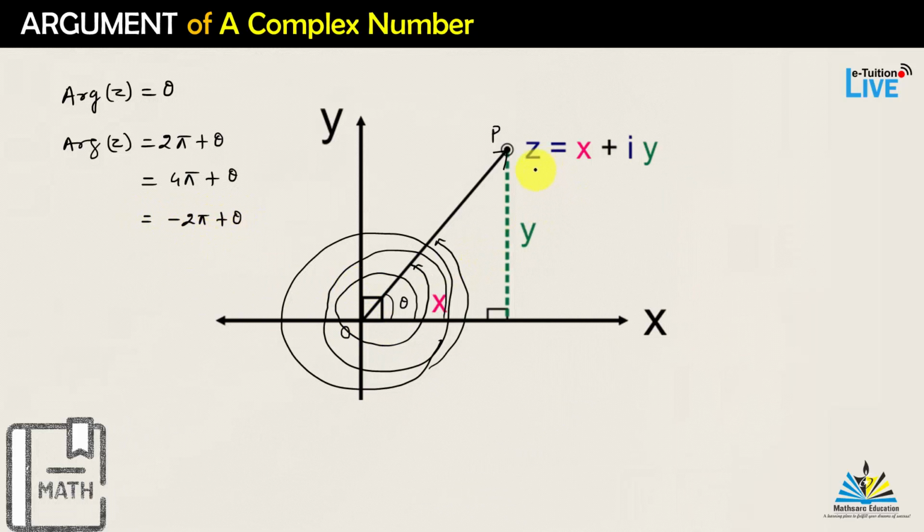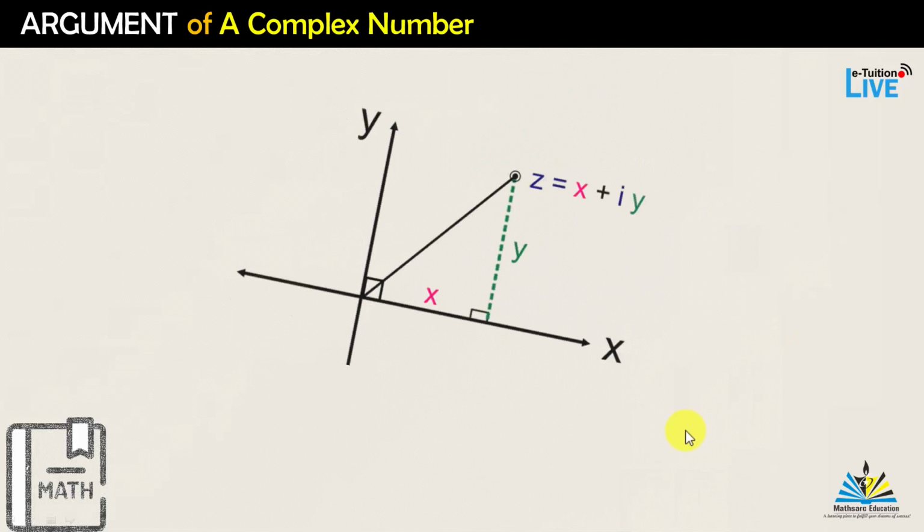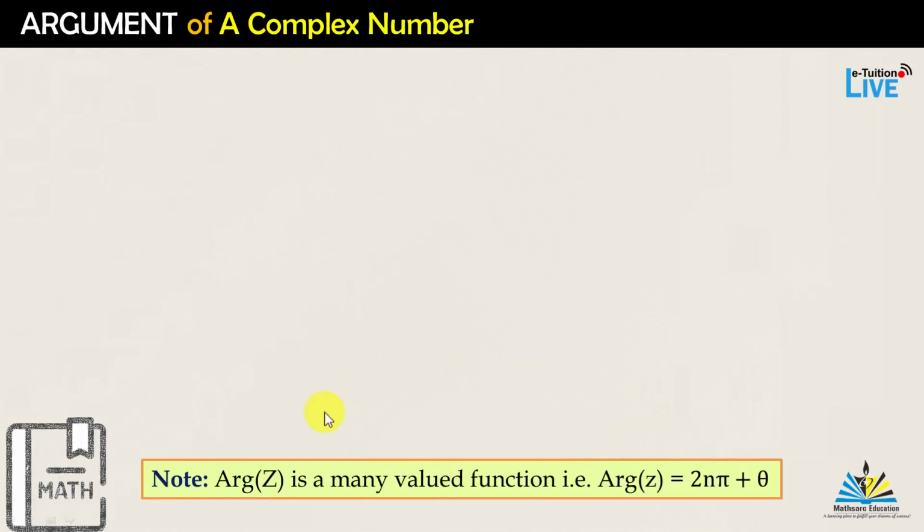So for a particular complex number z, you have infinite numbers of arguments, but they have something common in all of them, that is argument of z is equal to 2k pi plus theta, and k belongs to any integer. So here you can observe one thing: argument of z is a many-valued function. That is, argument of z is equal to 2n pi plus theta.